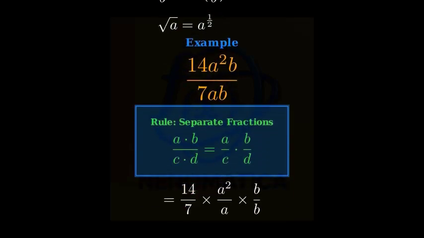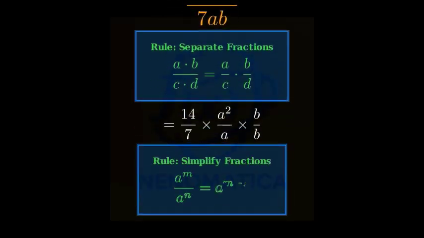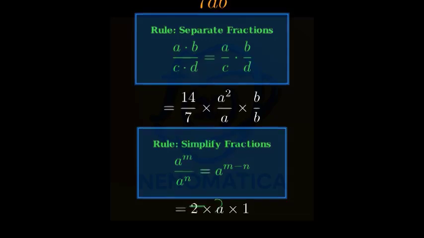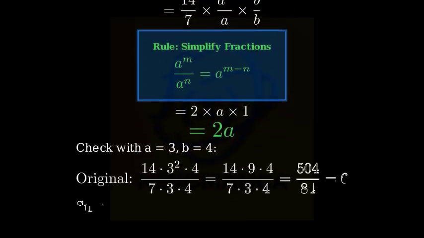14 divided by 7 equals 2. A squared divided by a equals a. And b divided by b equals 1. Multiplying these results together, we get 2 times a times 1, which equals 2a. This is our simplified answer. We can check our answer by plugging the original values back in. If I substitute a equals 3 and b equals 4 into both expressions, they should evaluate to the same value.